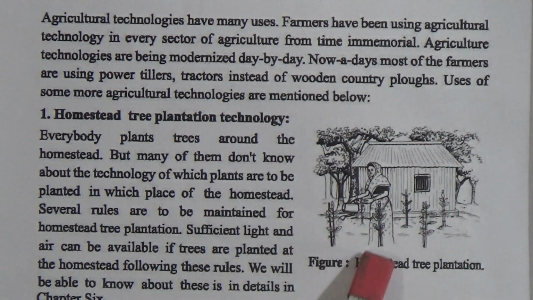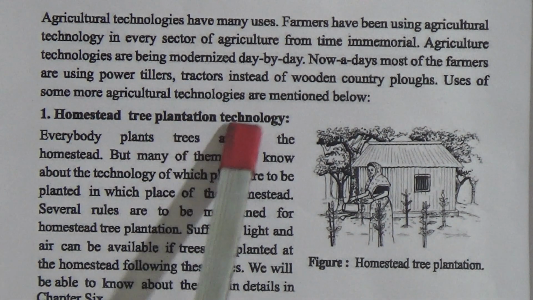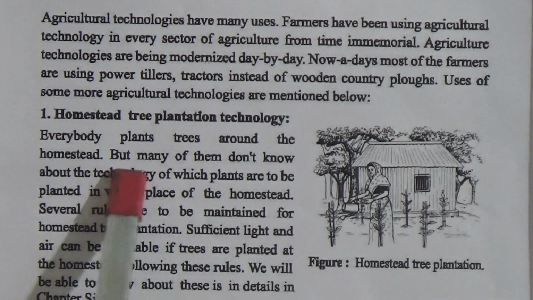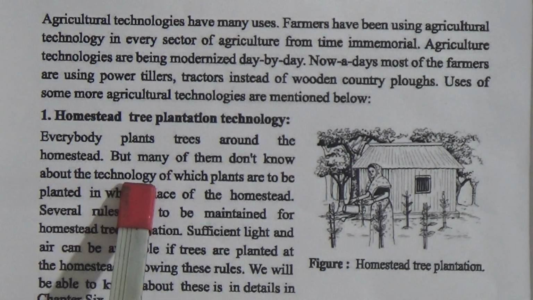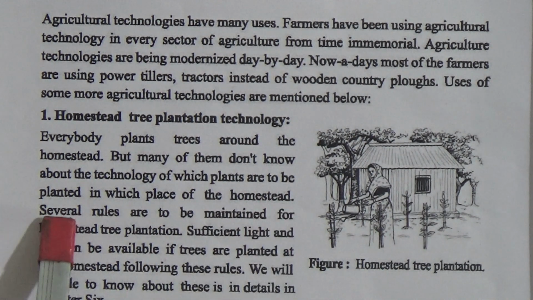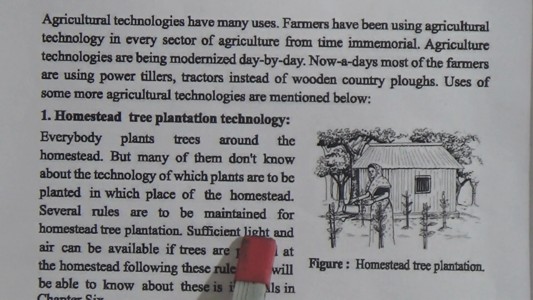Just look at the picture. This is homestead tree plantation. So, number one is homestead tree plantation technology. Everybody plants trees around the homestead, but many of them don't know about the technology of which plants are to be planted in which place of the homestead. Several rules are to be maintained for homestead tree plantation. Sufficient light and air can be available if trees are planted at the homestead following these rules. We will be able to know about this in details in chapter 6.